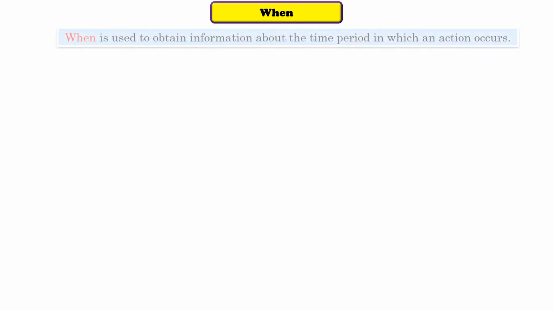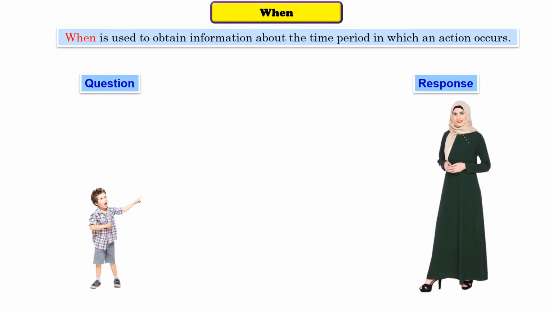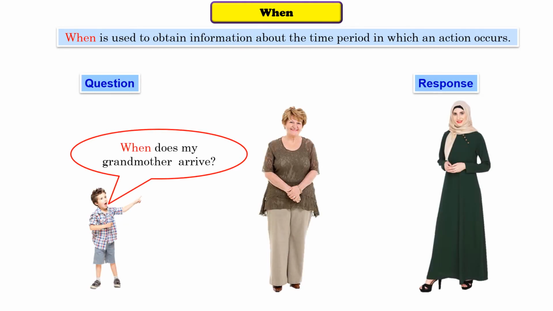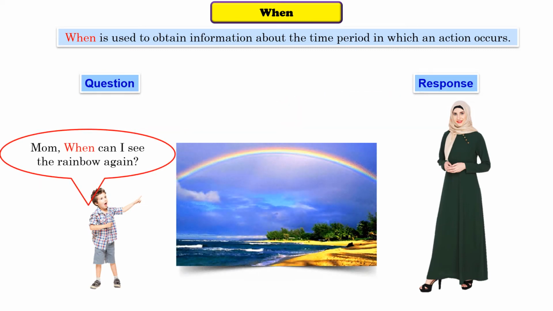When. When is used to obtain information about the time period in which an action occurs. Examples: When does my grandmother arrive? She arrives at 10:30. Another example: Mom, when can I see the rainbow again? I don't know.